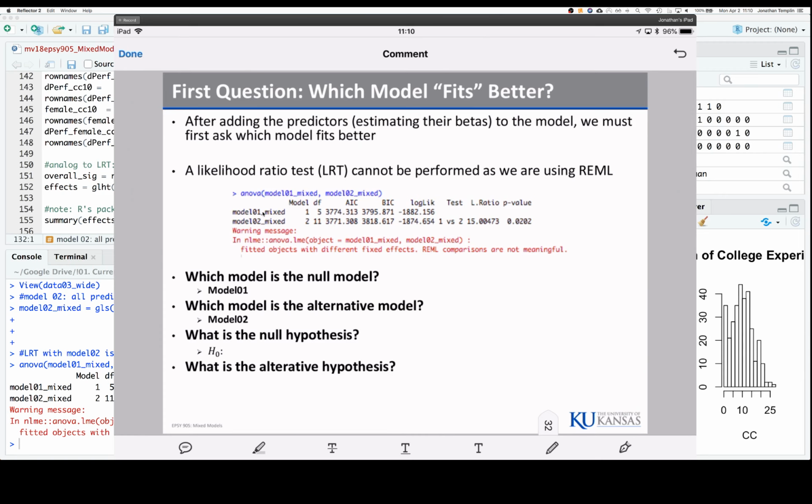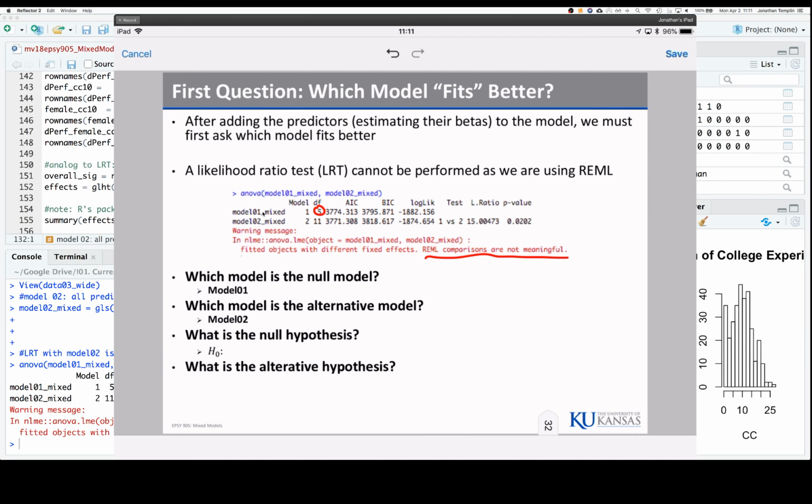Right? So going back to this, our null model is the model with a smaller number of parameters. In this case, we have 5 degrees of freedom, 5 parameters. So model 1 is the null model. That means model 2 is the alternative. So what we would want for a likelihood ratio test is to compare null versus alternative. But we're not going to be able to use that ANOVA function here because REML comparisons are not meaningful.